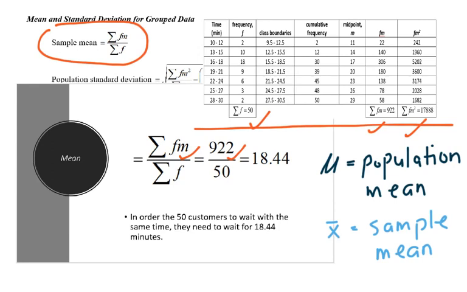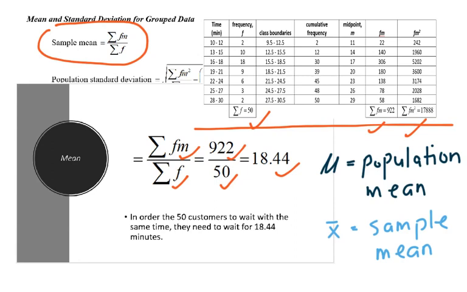So divide with the total of f, which is the total of frequency. From the table we have 50, so we just substitute the value inside our formula. So we calculate the value, we come up with 18.44. So that is the value for our mean.